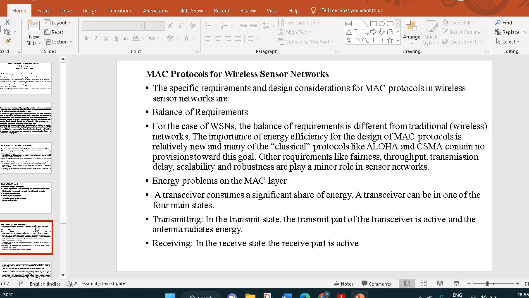Energy problems on the MAC layer. A transceiver consumes a significant share of energy. A transceiver can be in one of four main states. Transmitting: in the transmit state, the transmit part of the transceiver is active and the antenna radiates energy. Receiving: in the receiving state, the receive part is active.